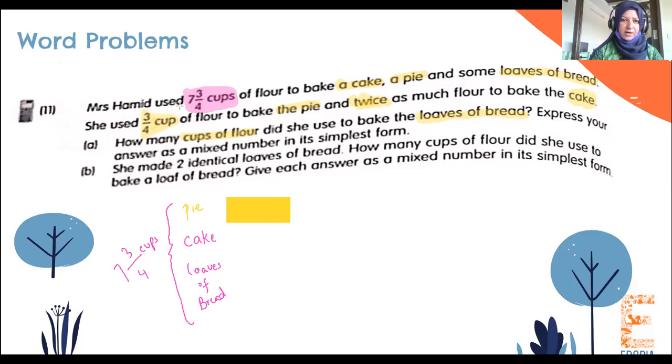So 3 by 4 cup, you can read it over here. She used 3 by 4 cup of flour to bake the pie. This was for the pie, so the amount that she used was 3 by 4. Now for the cake, she used twice as much flour to bake the cake. So twice as much means double that amount. This is doubled. Just imagine that both these parts are equal. It should be equal.